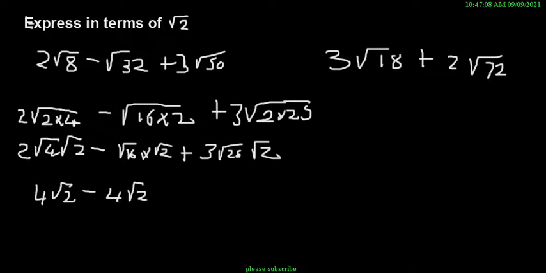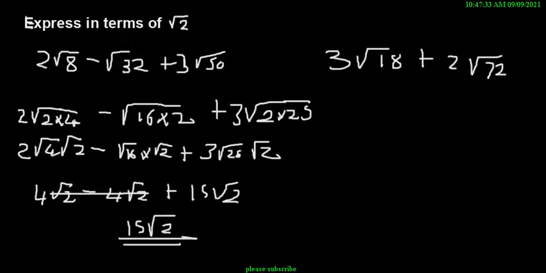And we know root of 25 is 5. 5 times 3 is 15. So plus 15 root of 2. And 4 root of 2 minus 4 root of 2 is 0, it cancels out. So the final answer is 15 root of 2. This is our answer. We do the same for the other question. It's quite easier when you're given something like this.